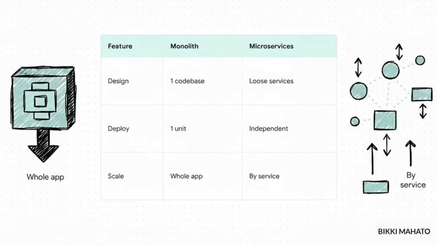And this brilliantly illustrates the difference when we put them side by side. This mental model is an absolute must-know for high-level design interviews, by the way. Under design, a monolith is one unified codebase, but microservices are multiple, loosely coupled services. For deployment, monoliths deploy as a single unit, whereas microservices are deployed completely independently. And for scalability, like we talked about with Black Friday, a monolith forces you to scale the whole app. With microservices, you just target and scale the specific services that actually need the extra capacity.